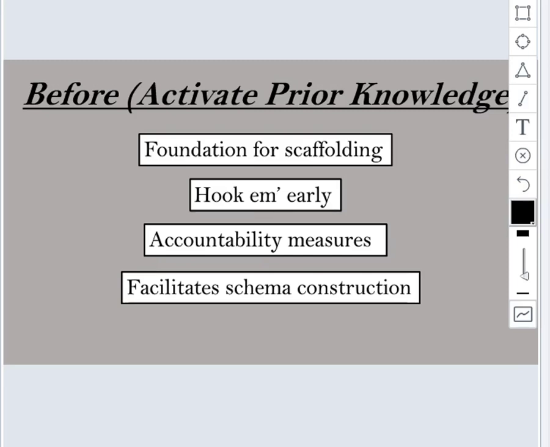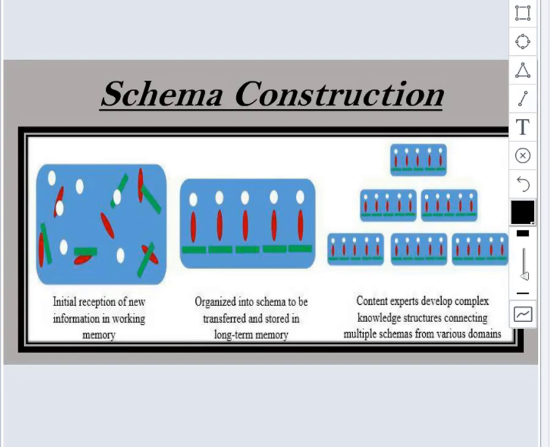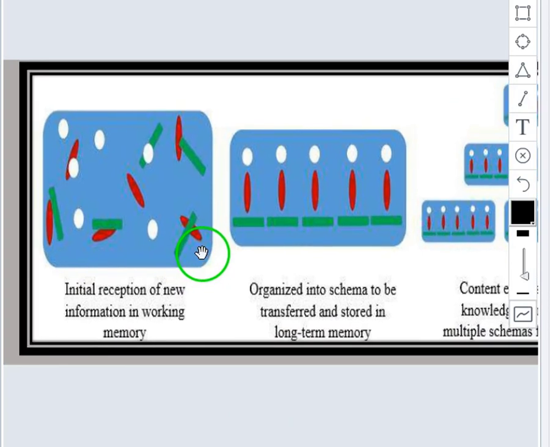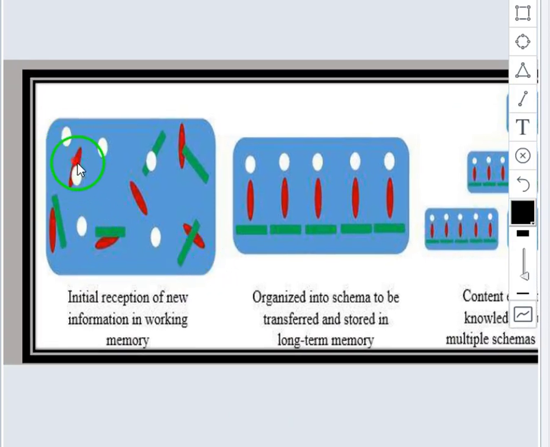So what is a schema? All right, so each one of these little shapes here represents a different piece of information, right? So when your students come into class, regardless of how well you teach, they are going to come into class with the content that you taught last time and the content that's associated with the content that you're teaching. It's all going to be scattered just like you see here, right?